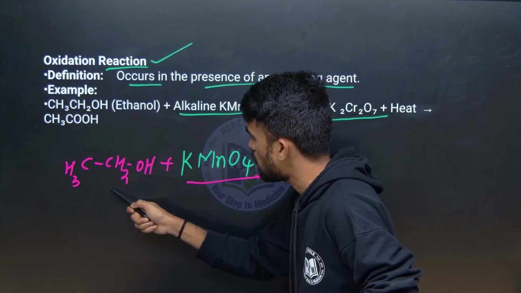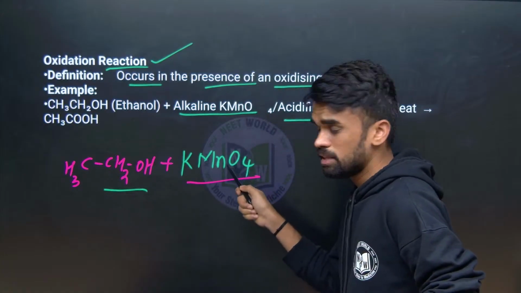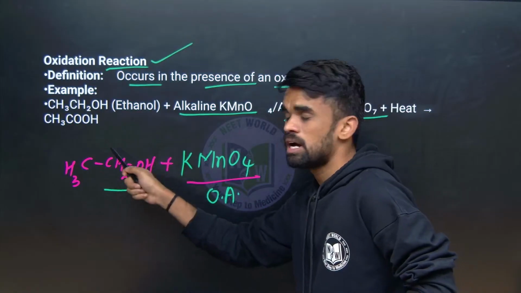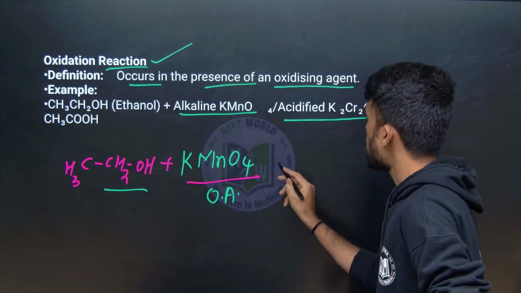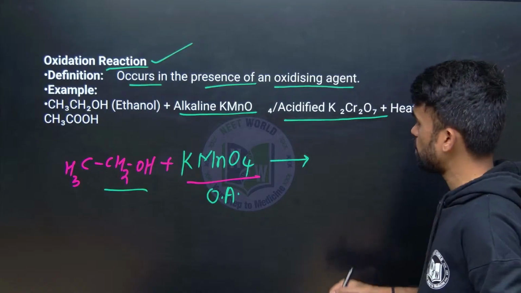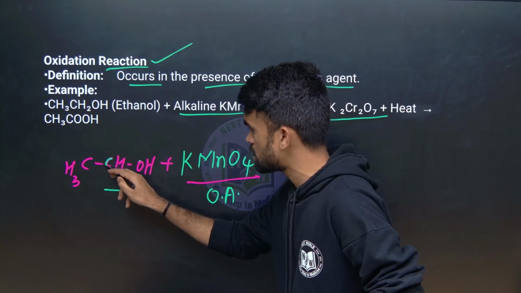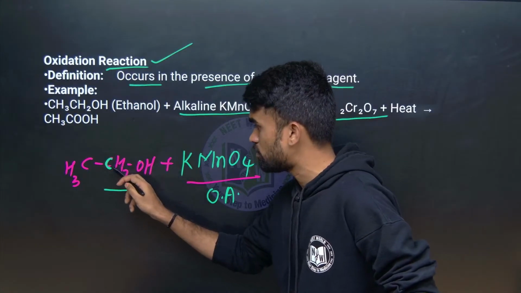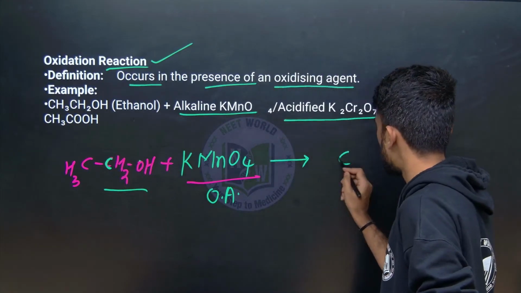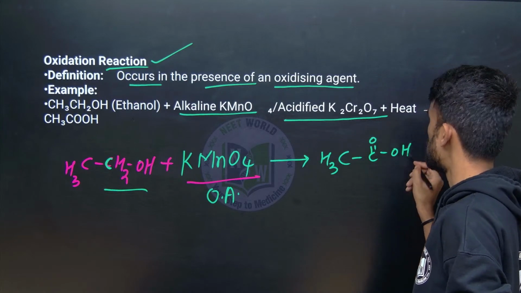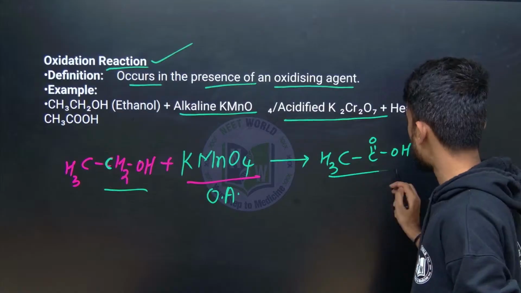Here we have alcohol. Now this KMnO4, which is an oxidizing agent, will oxidize this alcohol to carboxylic acid. So what will we be getting? Carboxylic acid. It means wherever this oxygen is attached to this carbon, that will be converted into a COOH group. So write CH3COOH. So this is the final product. Okay, acetic acid is formed.